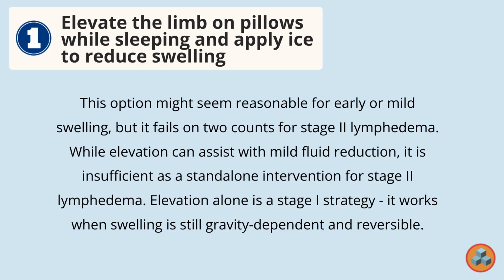While elevation can assist with mild fluid reduction, it is insufficient as a standalone intervention for stage 2 lymphedema. Elevation alone is a stage 1 strategy. It works when swelling is still gravity-dependent and reversible. By stage 2, the tissue changes and early fibrosis mean that simply elevating the limb will not move the fluid effectively.